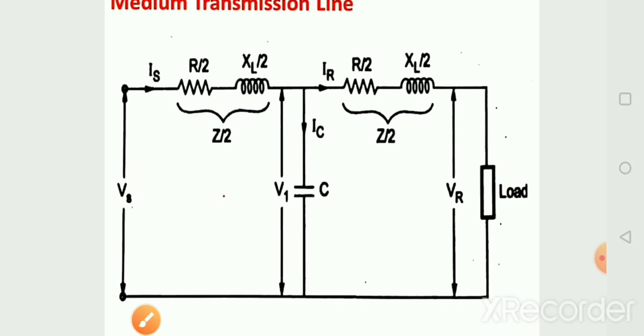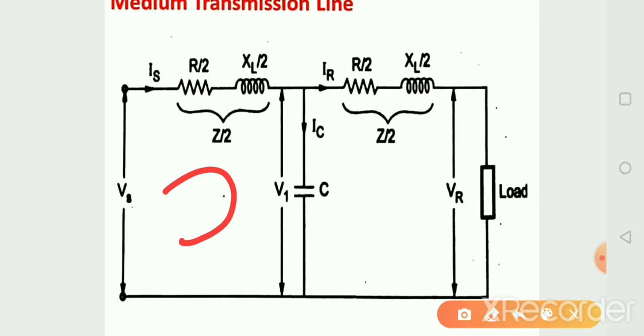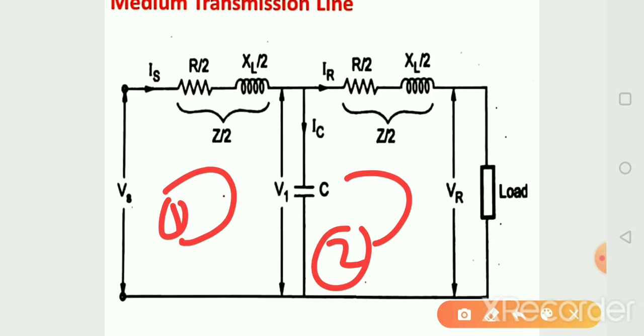So for finding the ABCD parameters, now we are applying KVL. We have here loop 1 and loop 2, and if we take a node A here, then this is an outgoing current, this is an outgoing current, and this is the incoming current for that node.